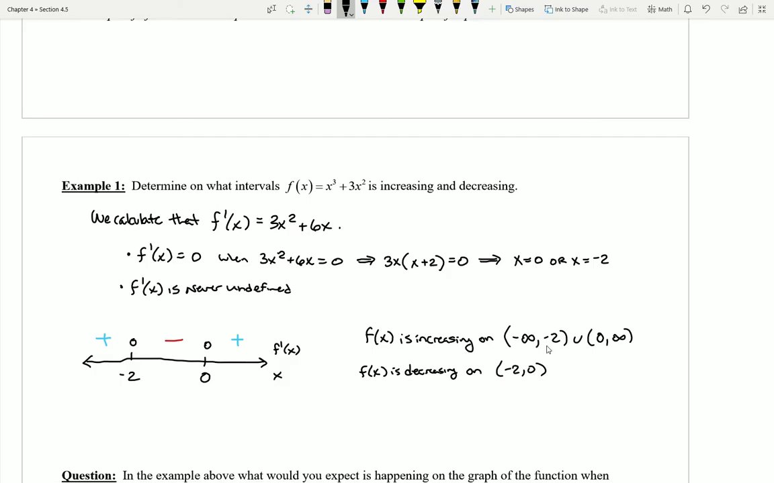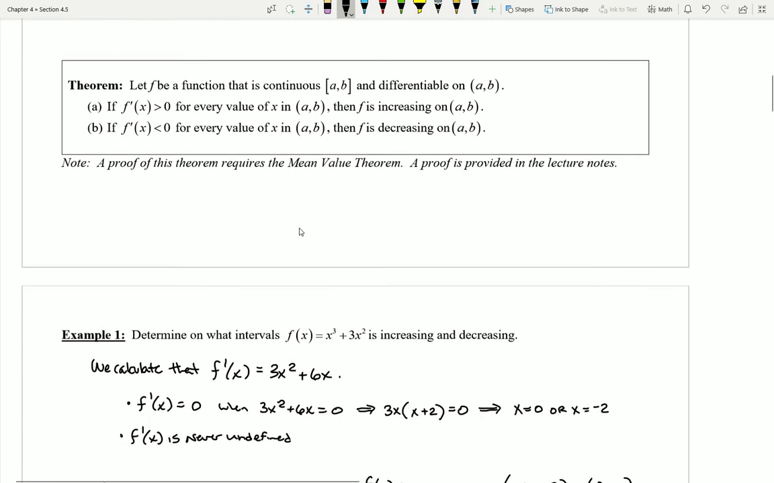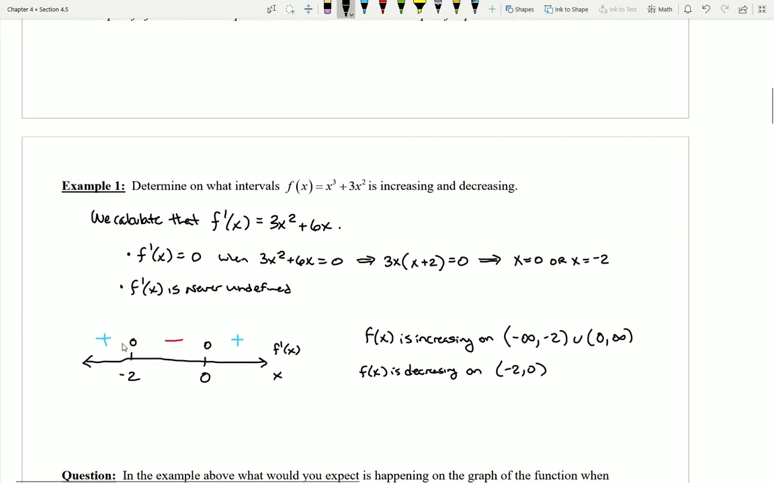So this works flawlessly. I just have to remember this basic idea. Positive slopes correspond to a graph going up, and negative slopes correspond to a graph going down. Then if I can just figure out when my derivative spits out negative and positive values, just like we did in the skills check, I'll be good to go.